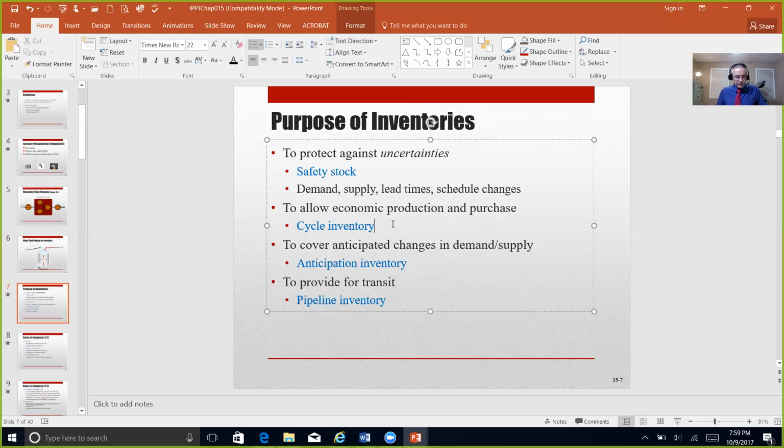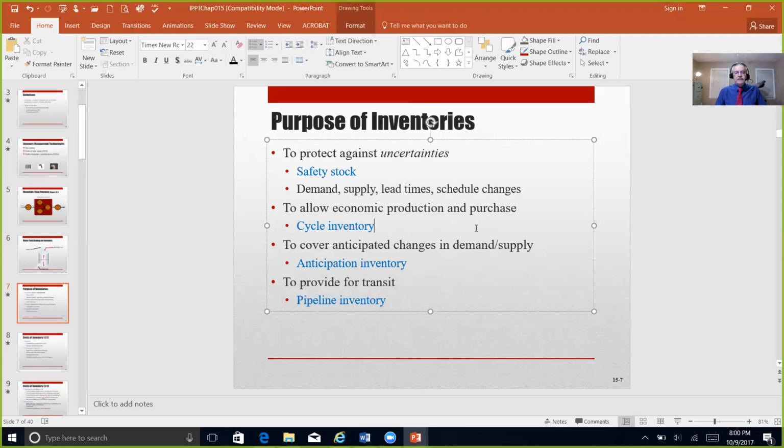Another one was to provide for transit. In other words, how do we move the inventory from one point to another point in the supply chain, which is called the pipeline inventory, or the transit inventory, that we see over on page 374.